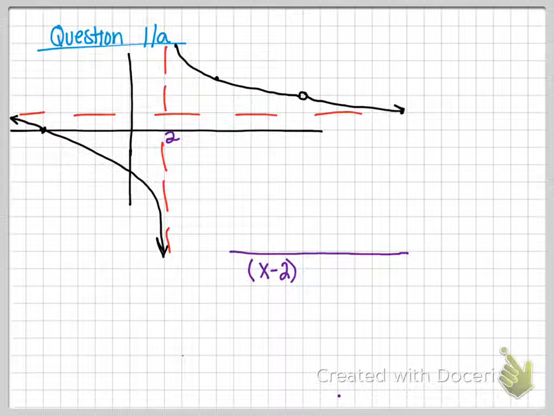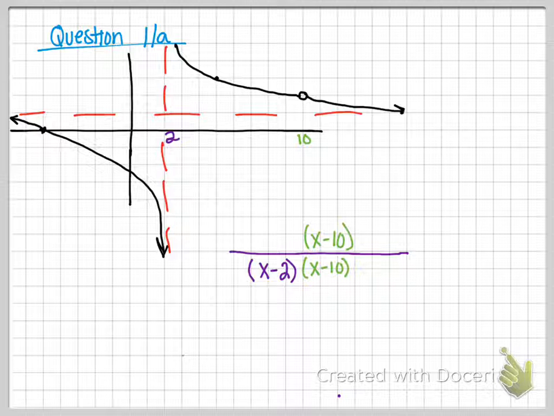We have one hole here at x equals 10, and remember when you have a hole, that's where the factor in the numerator cancels out with the factor in the denominator. So you can see that I'm going to go ahead and write that factor x minus 10 in both.